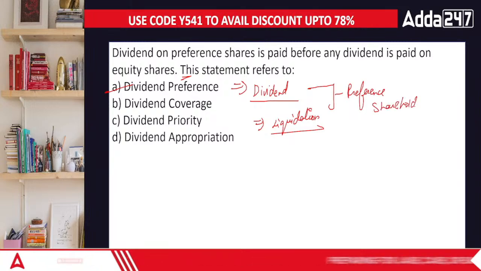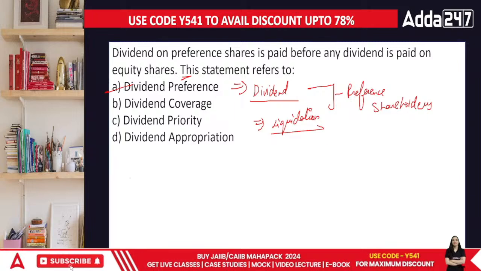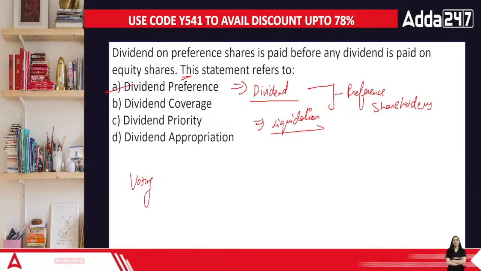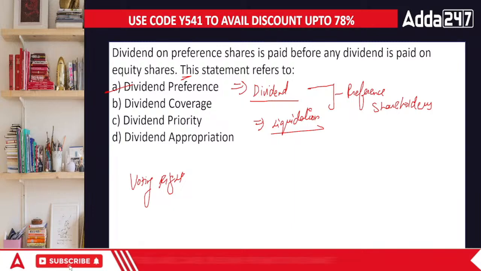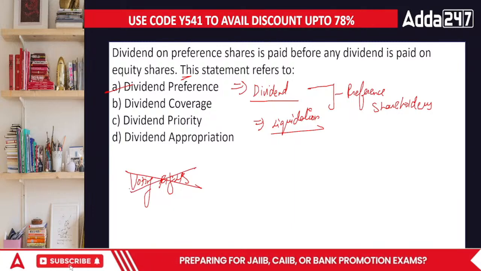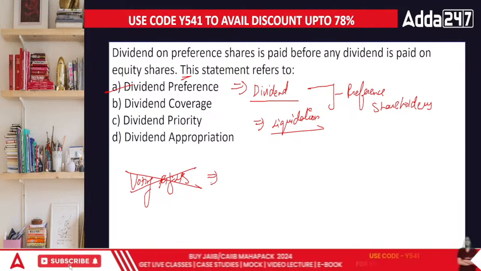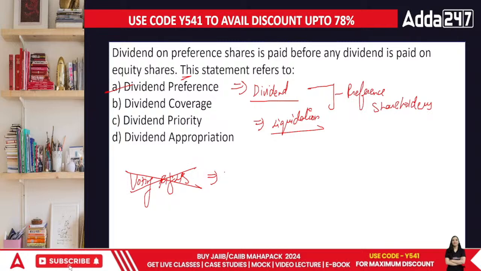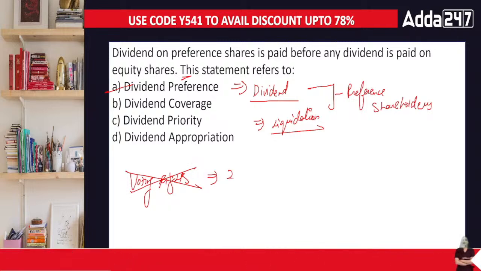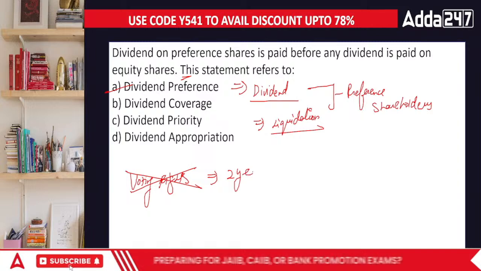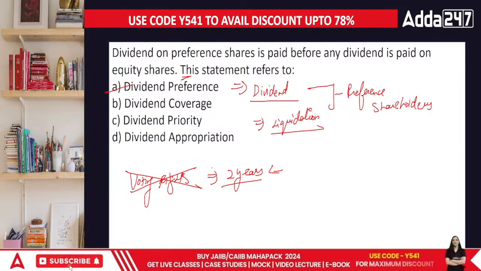But one more point, the preference shareholders do not have any voting rights, because they're always worried about their security. The only problem they have is that if the company misses out on giving them dividend for 2 years straight, then after 2 years they become eligible for voting rights. Only at that point of time.